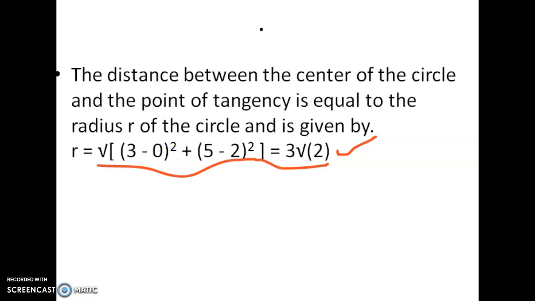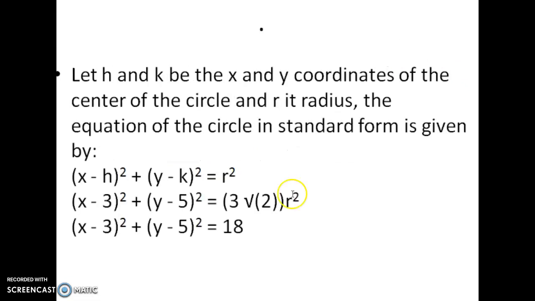We simply replace into the general form of the equation of a circle, which is this one, the first one. Now replacing, this is your h, this is your k, and this is your r. Squaring here, what do we get? We'll get 18. 3 squared equals 9, root of 2 squared is 2, so 9 times 2 is 18. So this is the final equation of the circle.